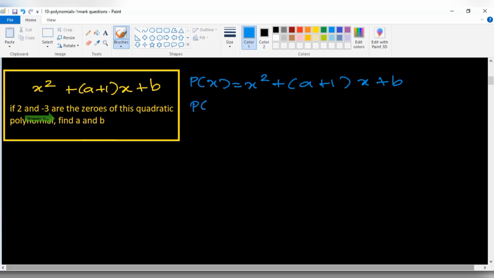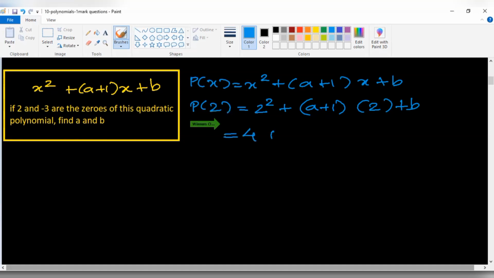That means p of 2 is equal to 0. So let us consider what is p of 2. In place of x, we have to give 2. So it is 2 square plus a plus 1 into 2 plus b. See, wherever we have an x, we have to give 2 there. So it is 4, because 2 square is 4. Then a plus 1 into 2 plus b.